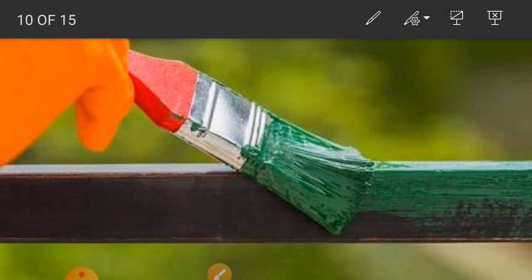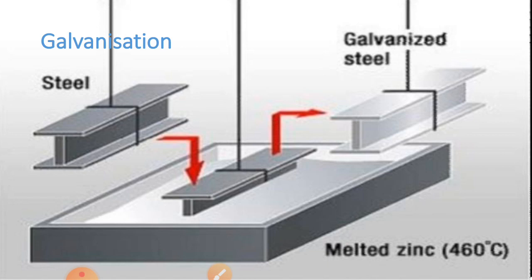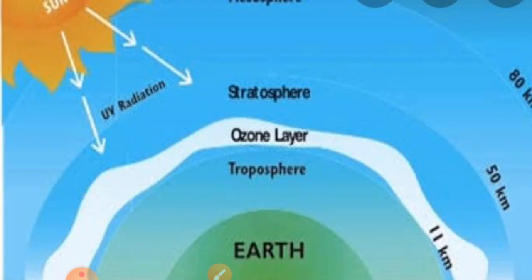Another is galvanization. What is galvanization? Galvanization is the process when iron is coated with another metal like zinc. The process of depositing a layer of zinc on iron is called galvanization. You can see in the picture, this is the iron, and it is coated with another metal like zinc, and this is called galvanization. So it is a process to save your iron and prevent rusting.